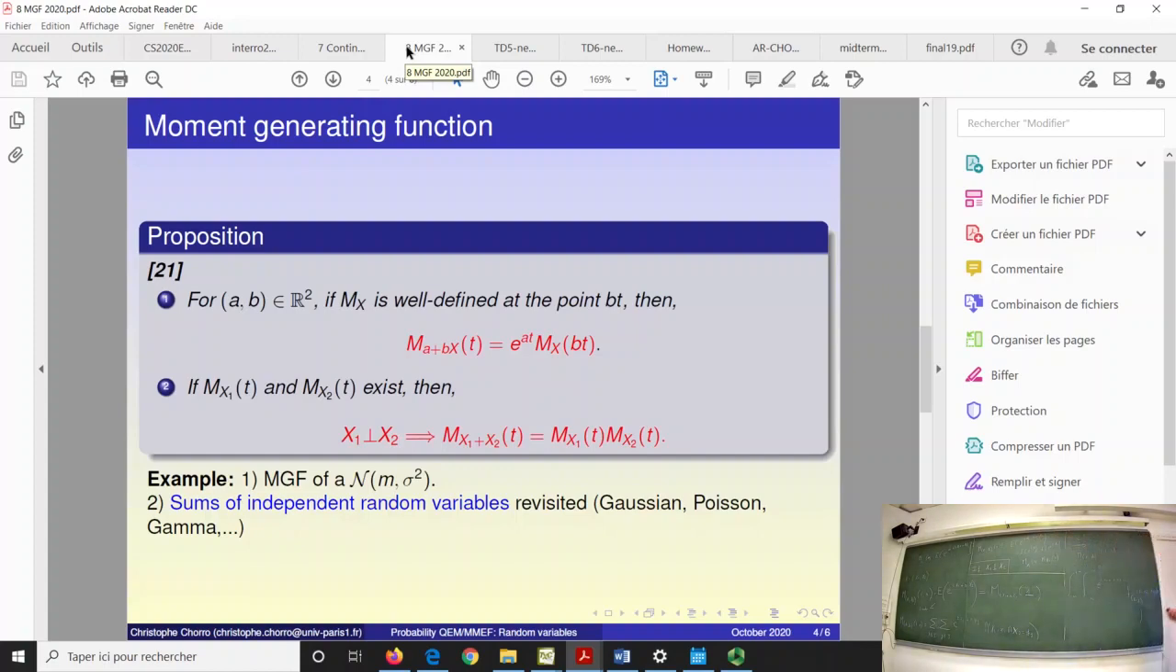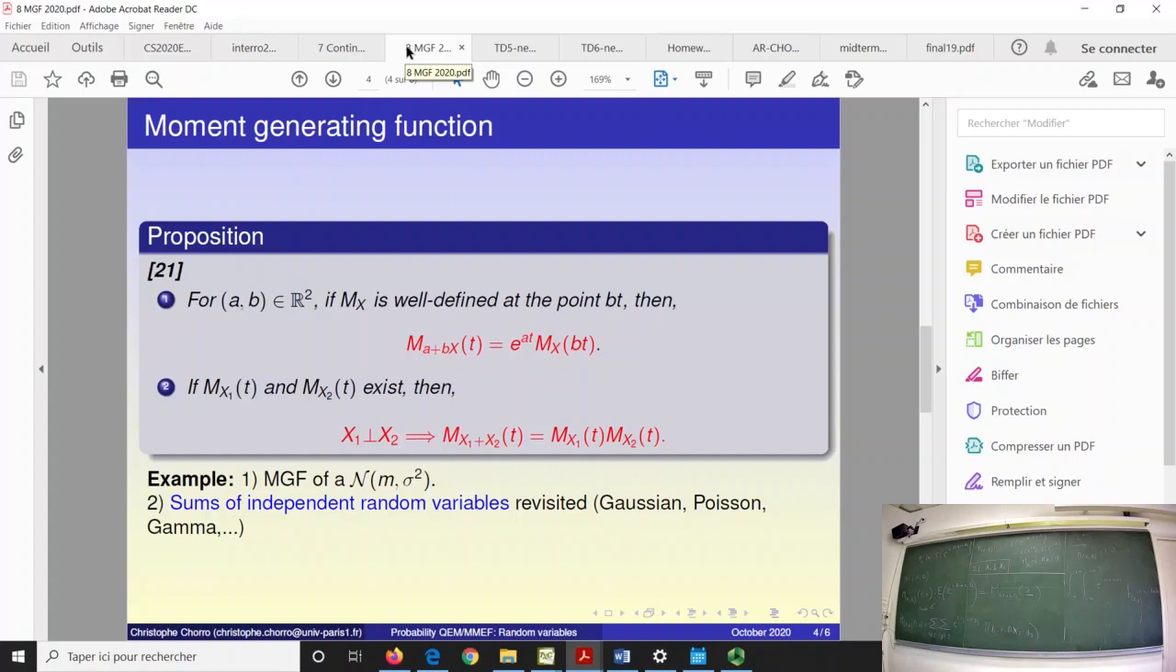But in the case of independence, the moment generating function of the pair, that is a mapping depending on two variables, is equal to the product of the moment generating functions, the first one taken at the first variable, the second one taken at the second variable. So I have this one.